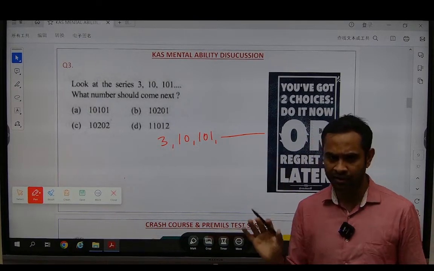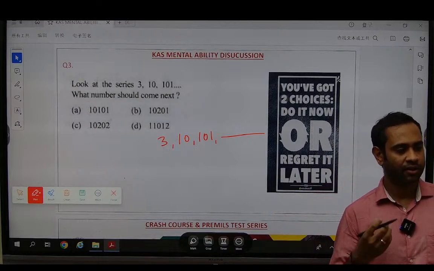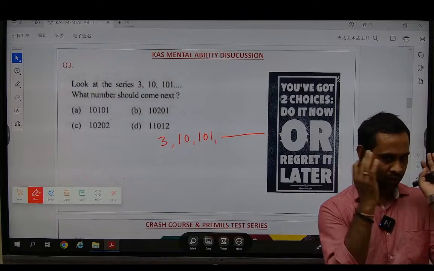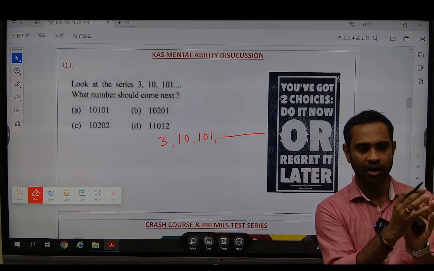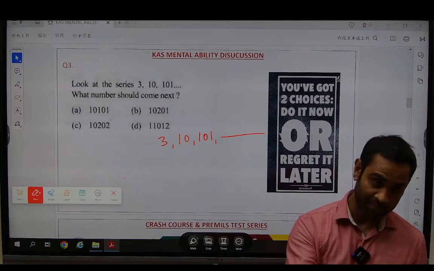But here, see, my main intention for the classes is that you start thinking in what all directions you can think, how you can analyze the questions and solve by yourself. Basically, I am here to enable you guys.